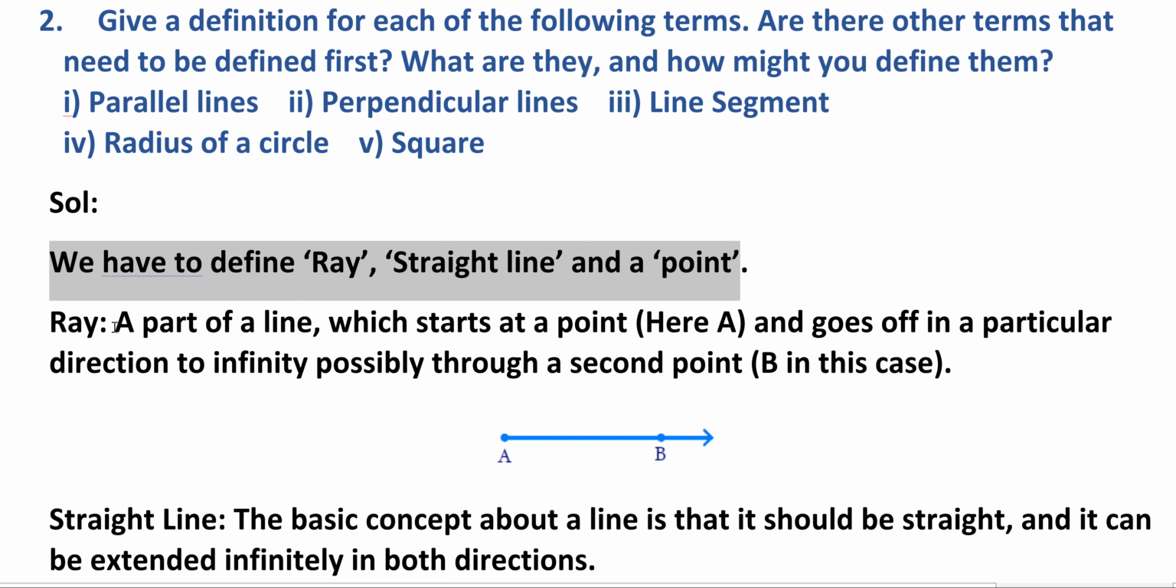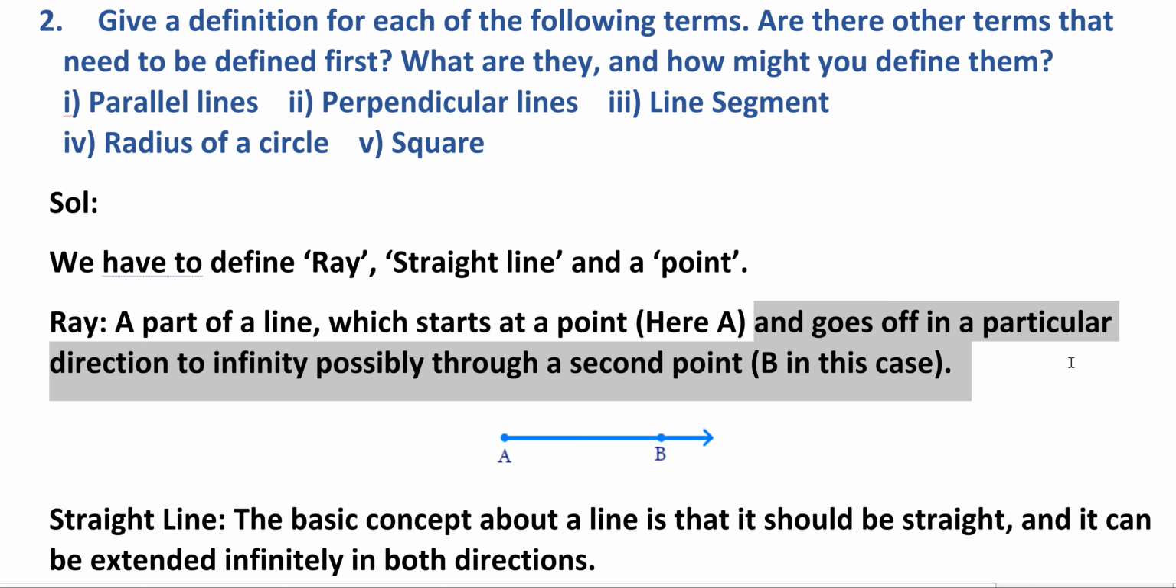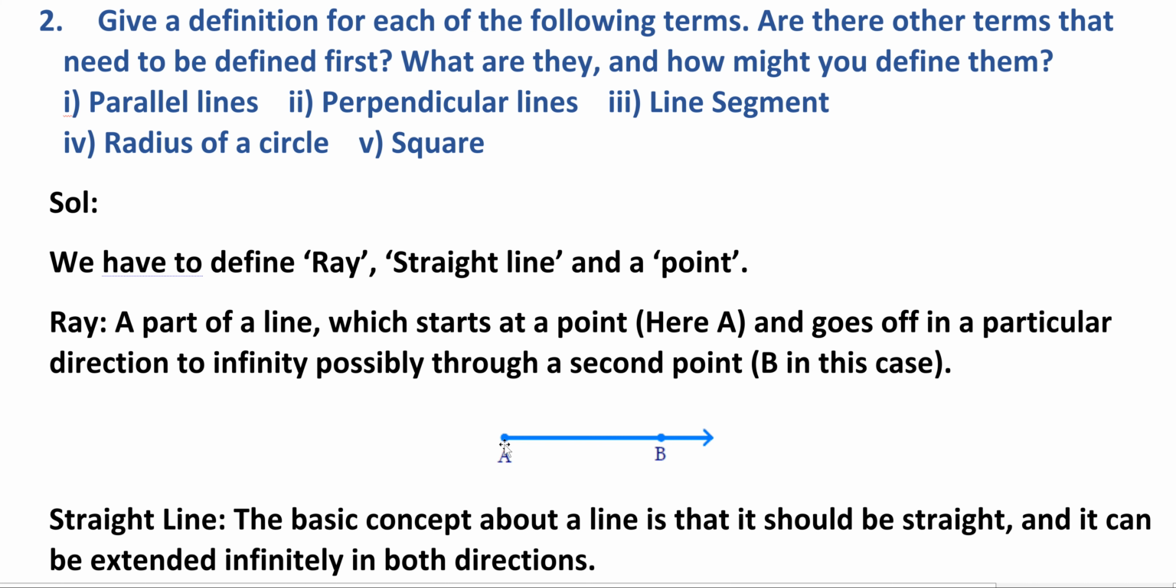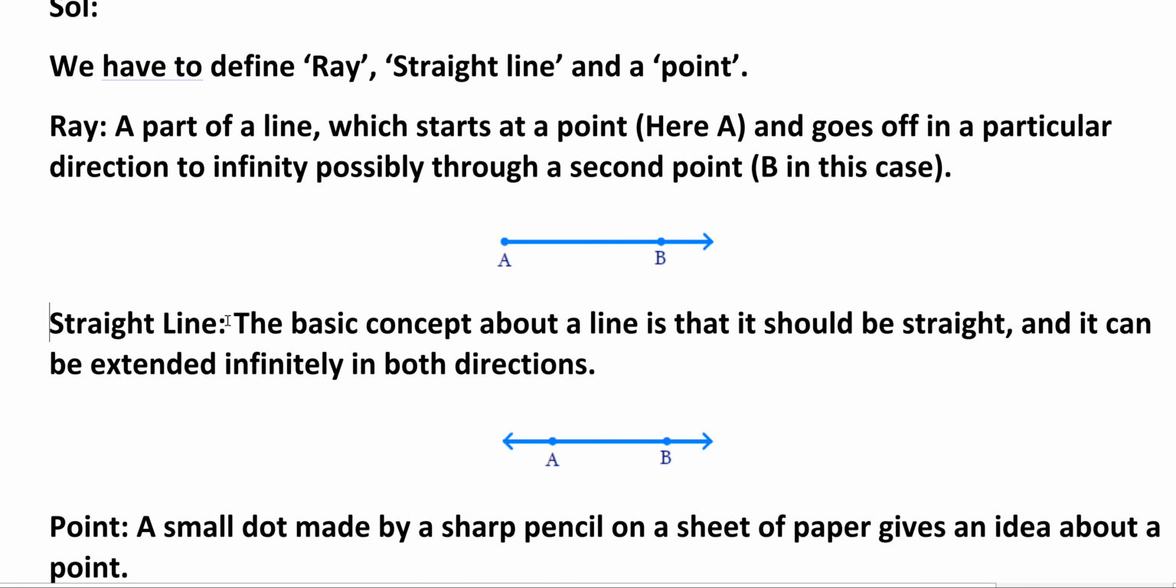Ray: a part of a line which starts at a point, here A, and goes off in a particular direction to infinity, possibly through a second point, B in this case. From point A through point B, the ray goes on to infinity. That is called a ray. Straight line: the basic concept about the line is that it should be straight.